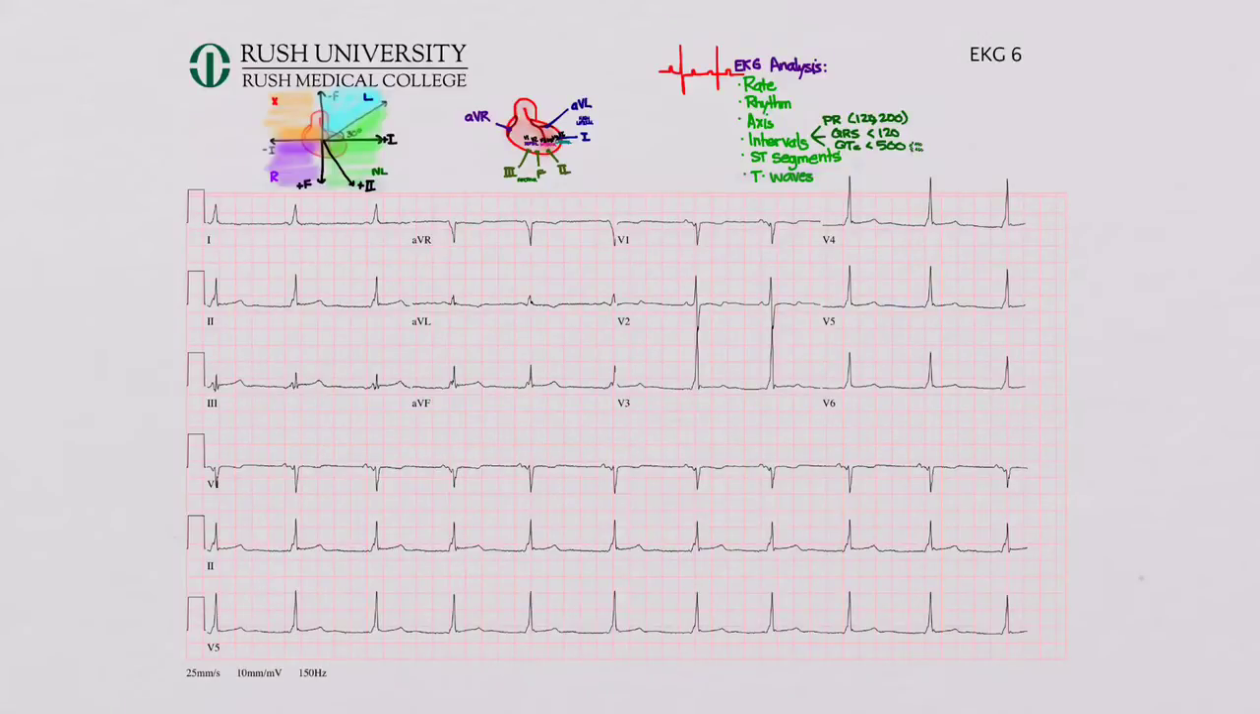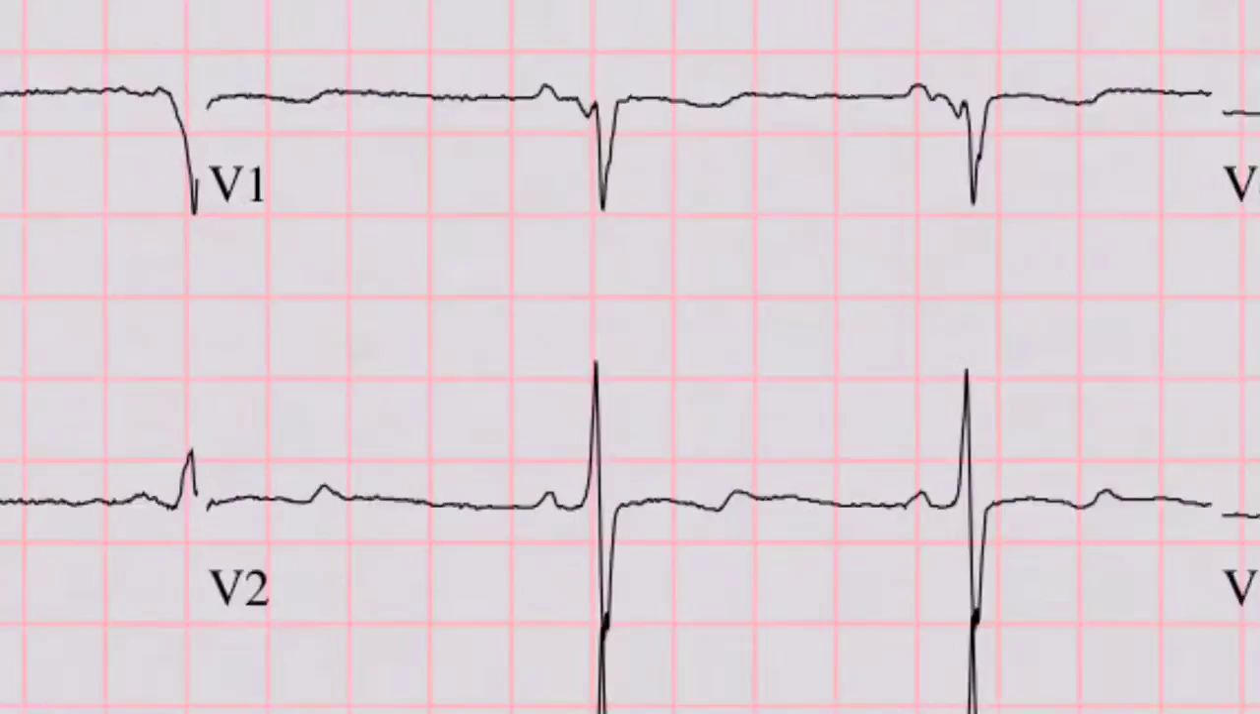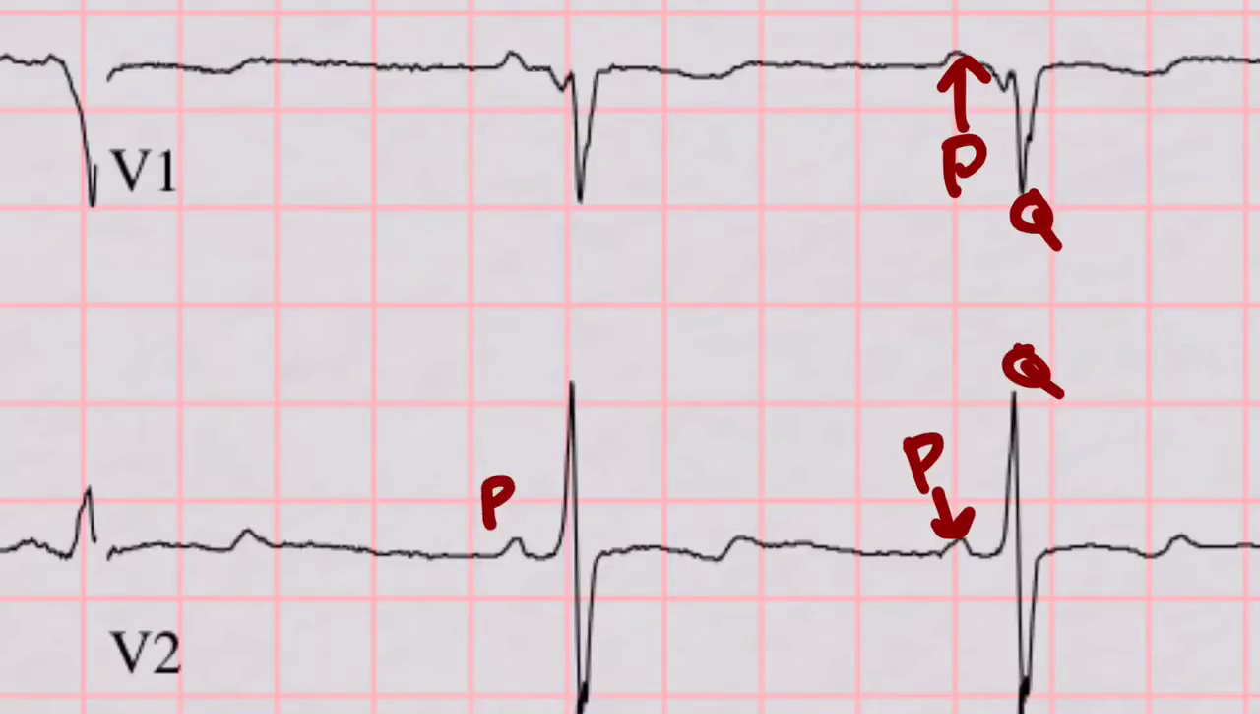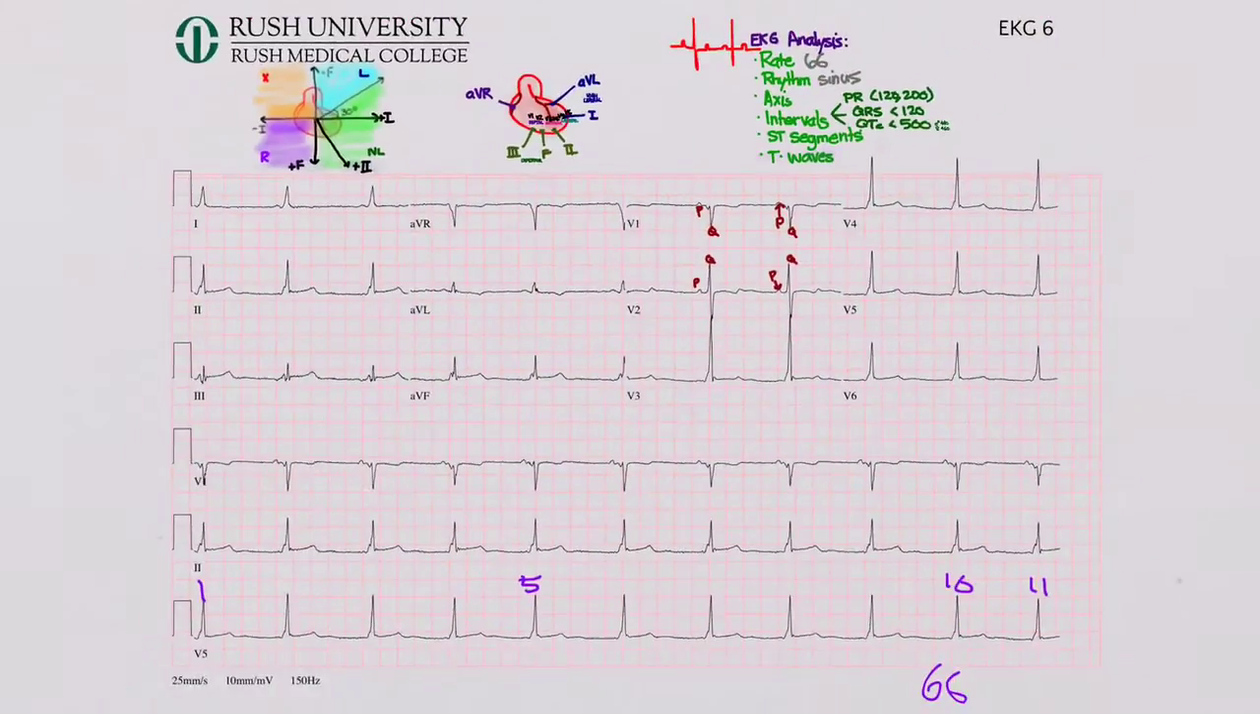Okay, so this is EKG number 6 with a rate of 66. And we'll do rhythm next, and let's zoom in real close because this one we got to take a good look. And you can see here, I think this here is a P, and that is as well, right? And so then these are QRSs. And so we got a P for every QRS and a QRS for every P. And so we got a sinus rhythm, meaning that it's coming from the sinus node.